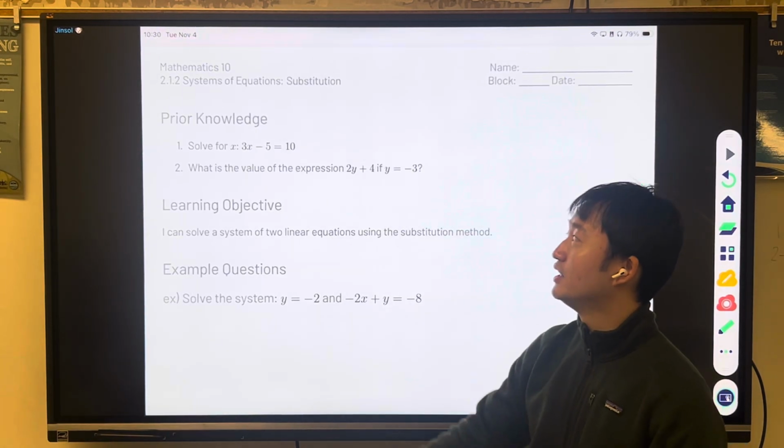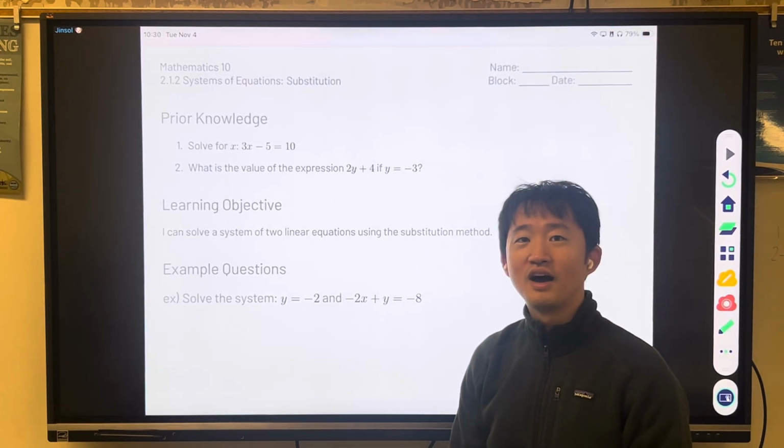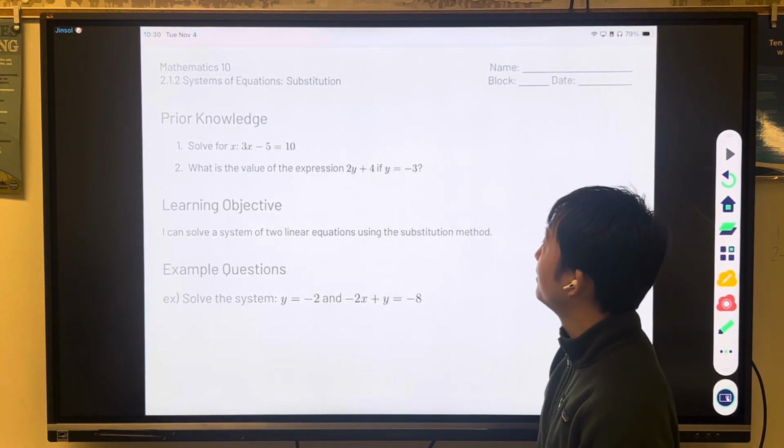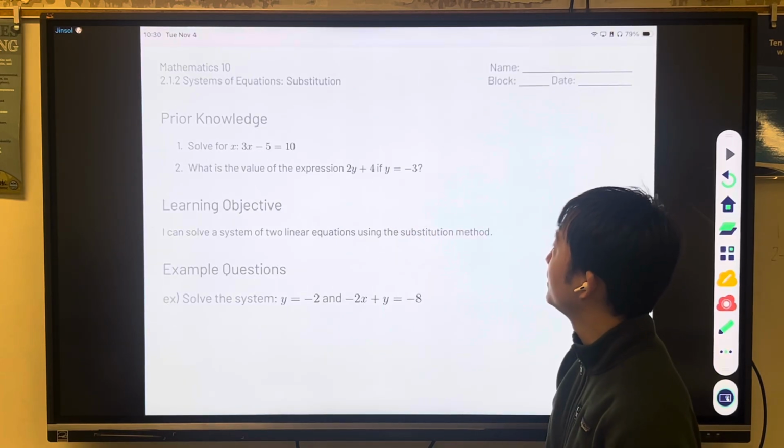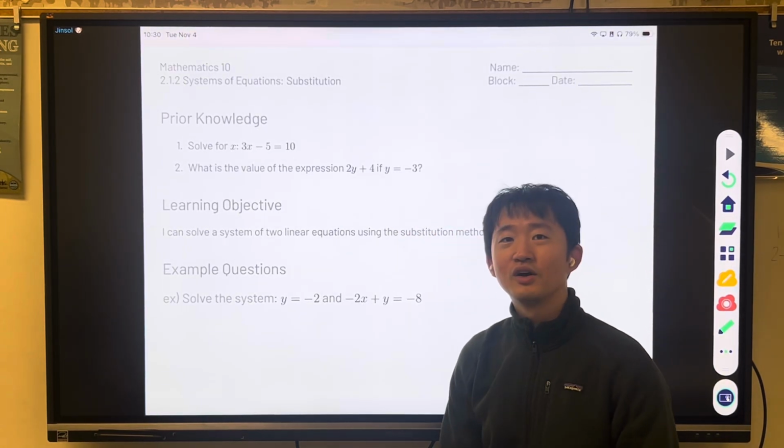By the way, the answer for the first question is going to be 5. And the answer for the second question is going to be 2 times -3, -6 plus 4, so -2.